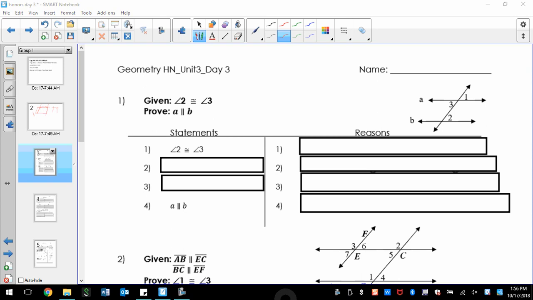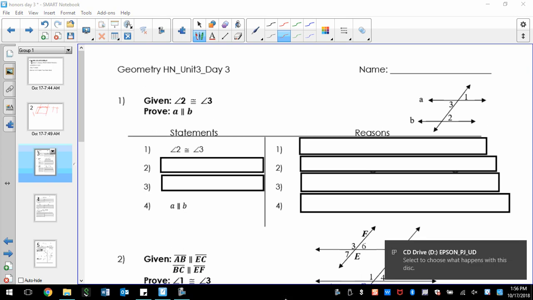We're going to be taking a look at some of our proofs that we're going to be seeing with parallel lines.